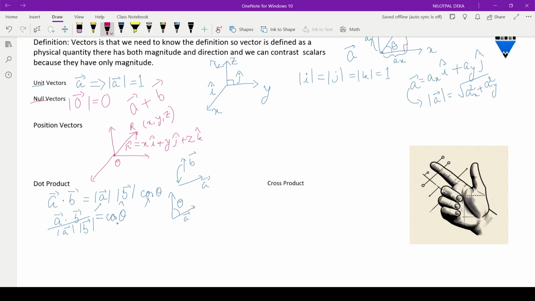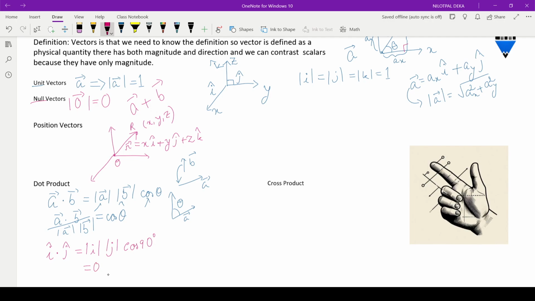Now let's do a simple example using the unit vectors. If I have to do i cap dot j cap, I will use the magnitude of i, the magnitude of j, and what's the angle between i and j? 90 degrees, right? Because they are perpendicular to each other. Now what is cos 90 degrees? Cos 90 degrees is 0. So i dot j would be 0 simply.